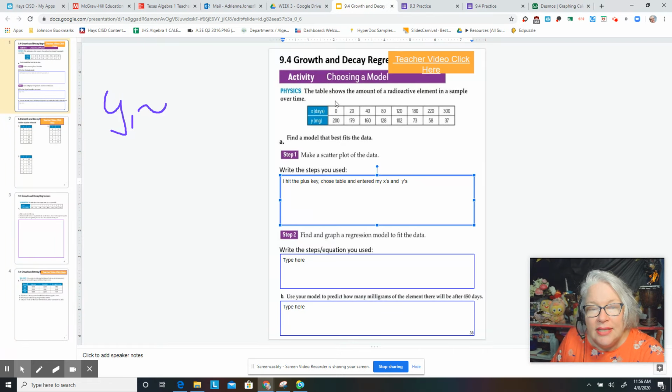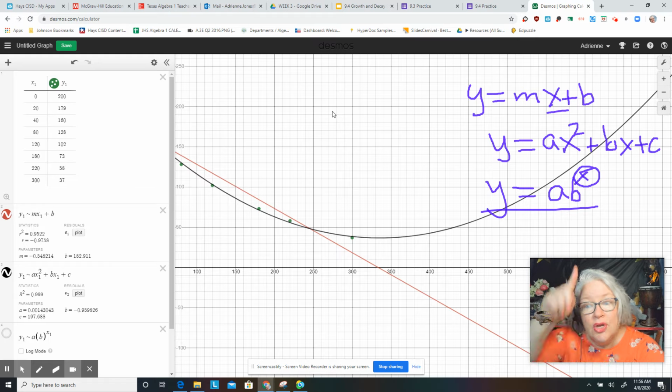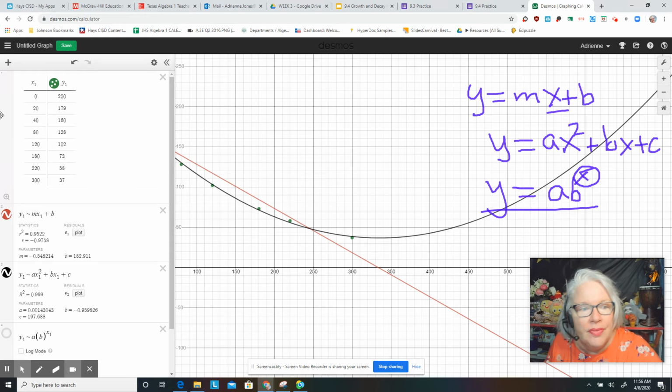Well, it's this radioactive element sample. If you know anything about radioactive materials, I know there used to be a video game called Half-Life or something like that because my son used to play it. Radioactive materials decay and they don't come back. They're not going to all of a sudden start to reproduce and go back up.